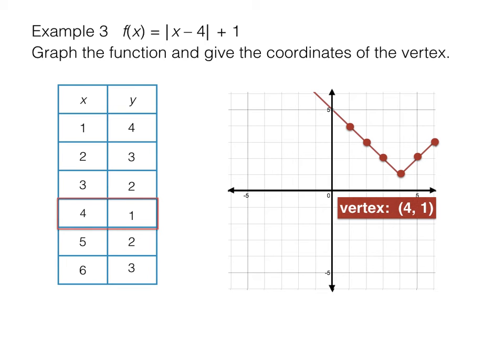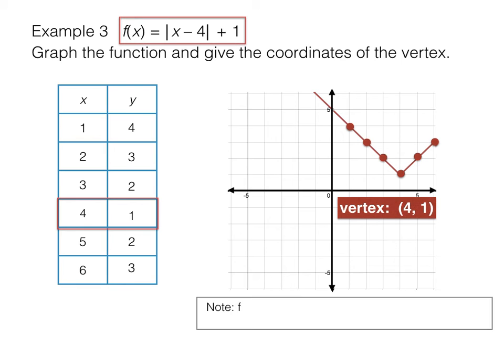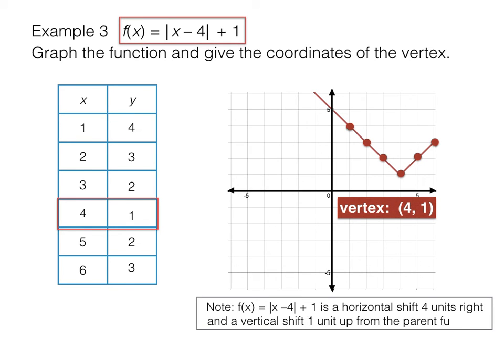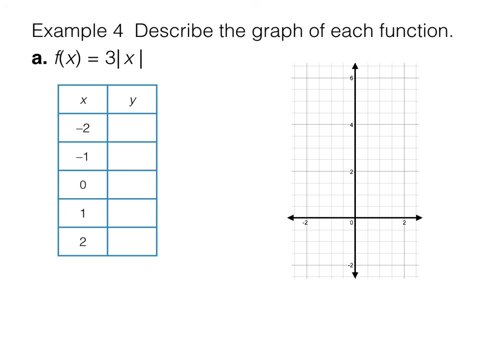Remember that the x value of the vertex will be the value that makes the expression inside the absolute value symbols 0. So 4 is the x-coordinate of my vertex, and then it's (4, 1), because I've shifted this 4 units to the right and a vertical shift 1 unit up. Right, so that was a little quick talk about shifting left, right, up, and down.